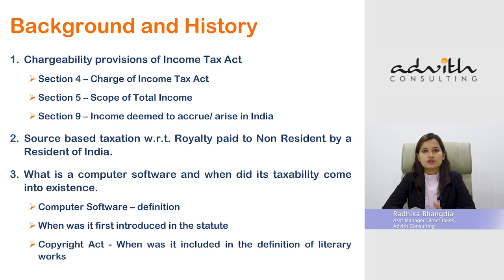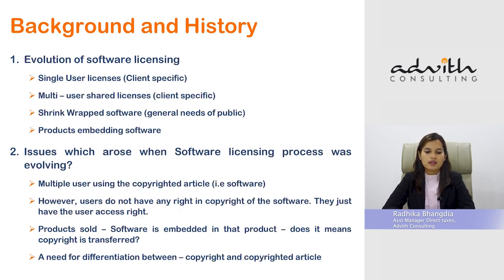The reference to computer software was first made in the year 1991 under section 9(1)(vi), where it was defined as: computer software means computer program recorded on a disk or any other storage media, or it also includes program or any customized electronic data. Computer software also has its reference in the Copyright Act, where in the year 1994, the Copyright Act said that the definition of literary work will include computer software. This was the time or the era when the references to computer software entered the legislative scriptures.